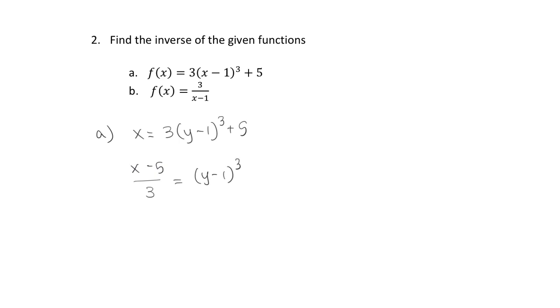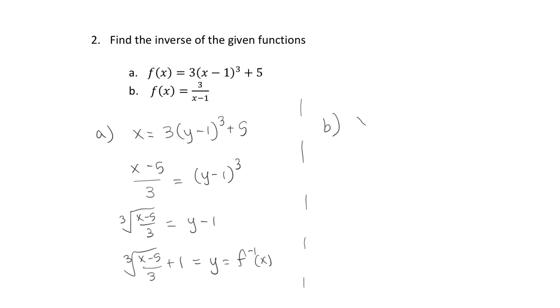Now to get y minus 1 all by itself, we're going to need to do a cube root on both sides. And then add 1. And always end with function notation.